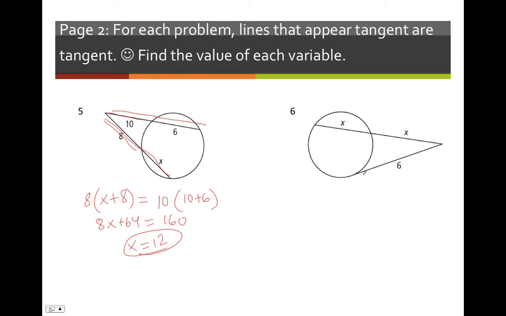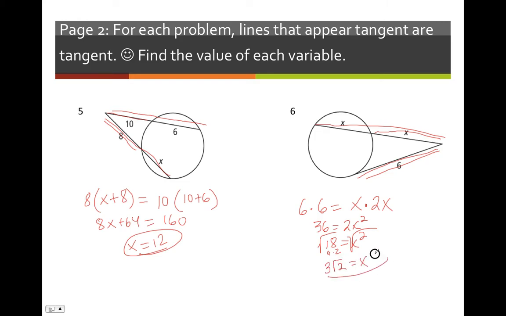Over here, again, same thing. Outside times the whole is going to give us 6 times 6 equals the outside times the whole, which is 2x. So we have 36 equals 2x squared. Divide both sides by 2. Take the square root. And so that's going to be 3 square root 2 equals x.